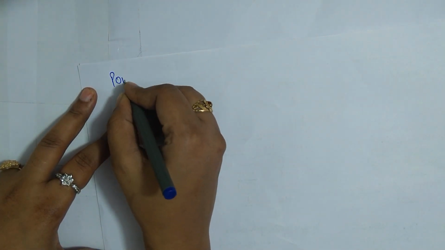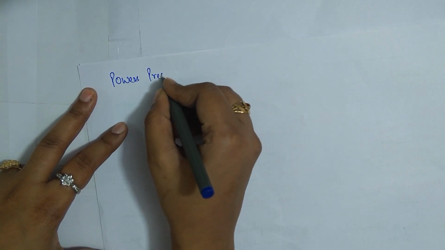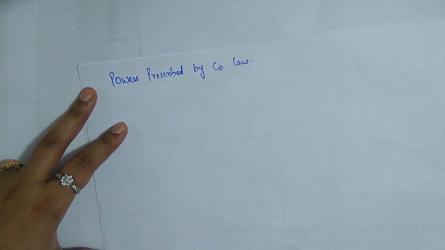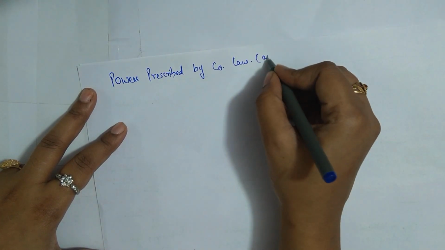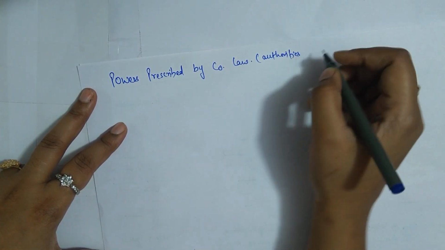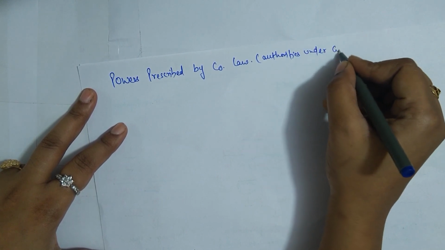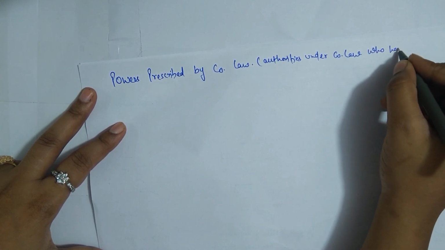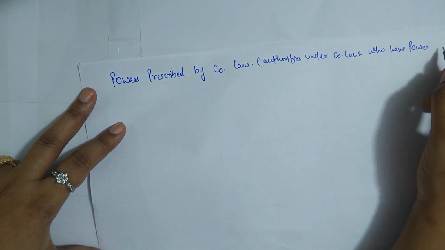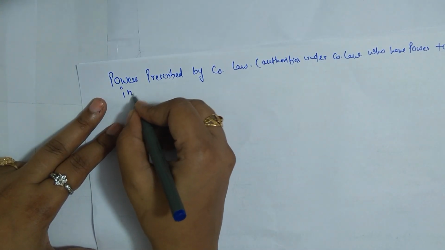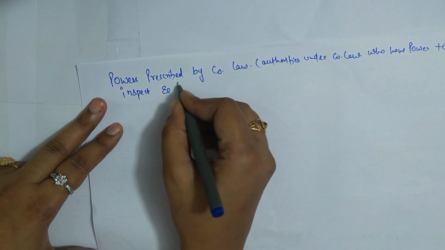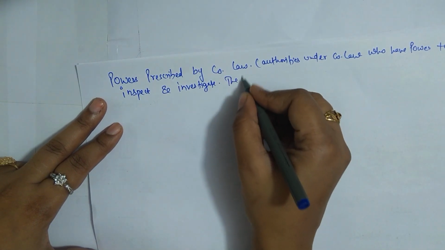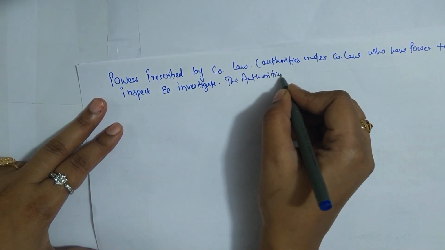The powers prescribed by company law means the authorities under company law who have power to inspect and investigate. There are many authorities.